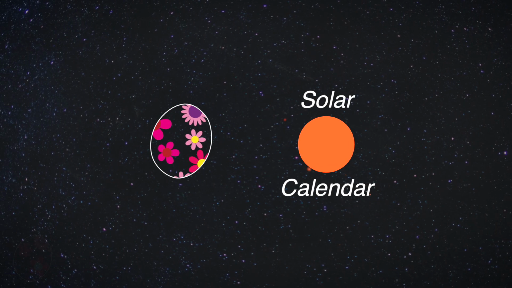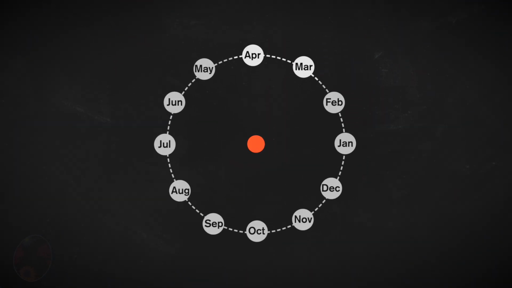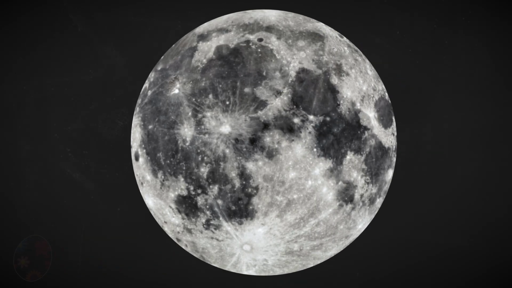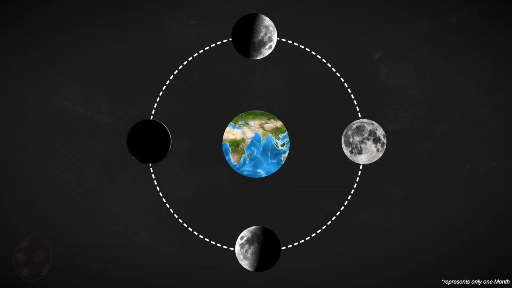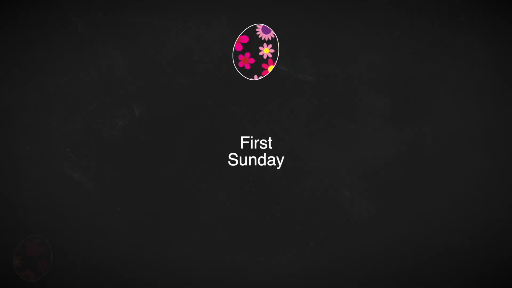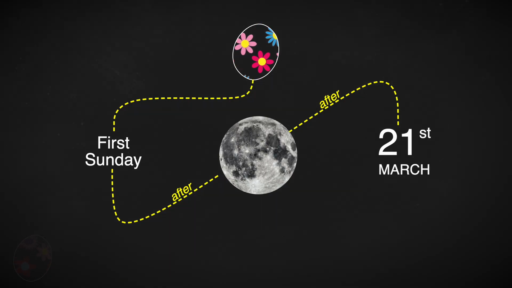Easter, however, predates the Gregorian calendar by about 1400 years. And although Easter has to occur within a precise period in the Gregorian calendar, the exact date is determined by the lunar calendar, which in turn is based on the monthly cycles of the moon. The exact formula for the Easter date is as follows. It falls on the first Sunday after the first full moon to occur after the 21st of March, also known as the spring equinox.